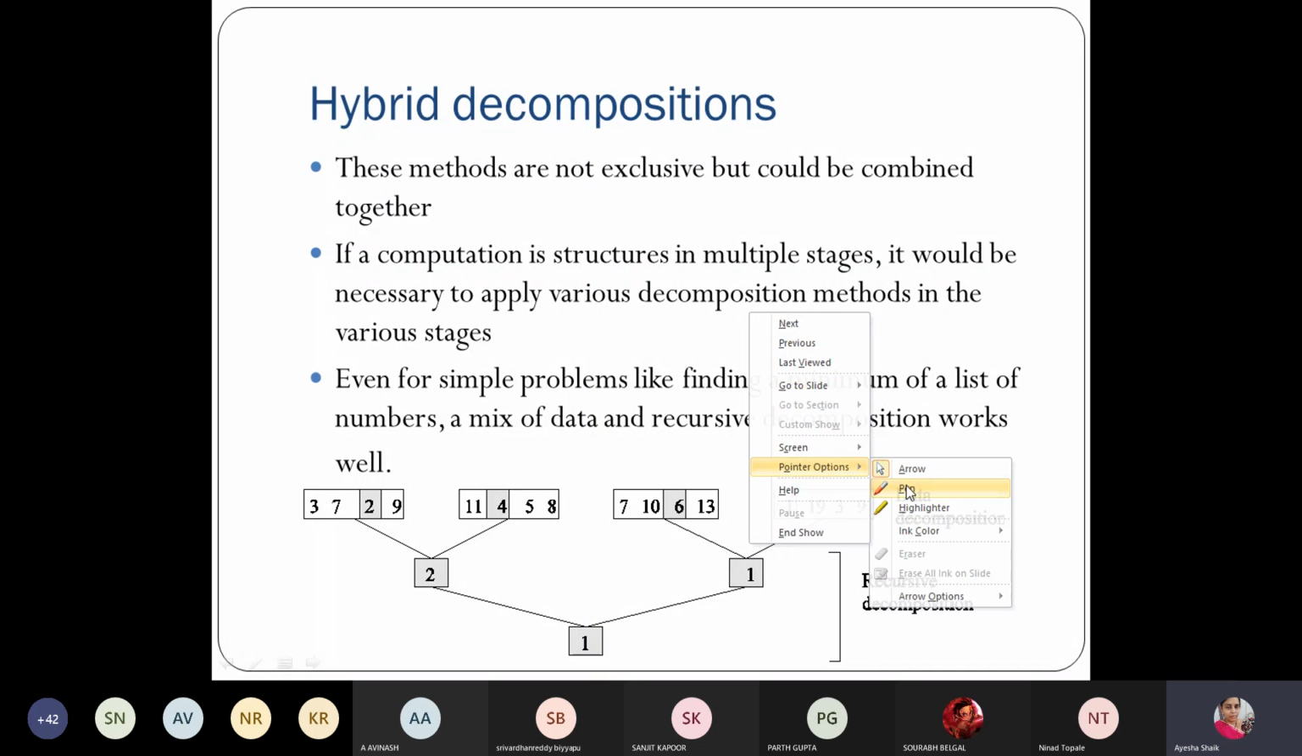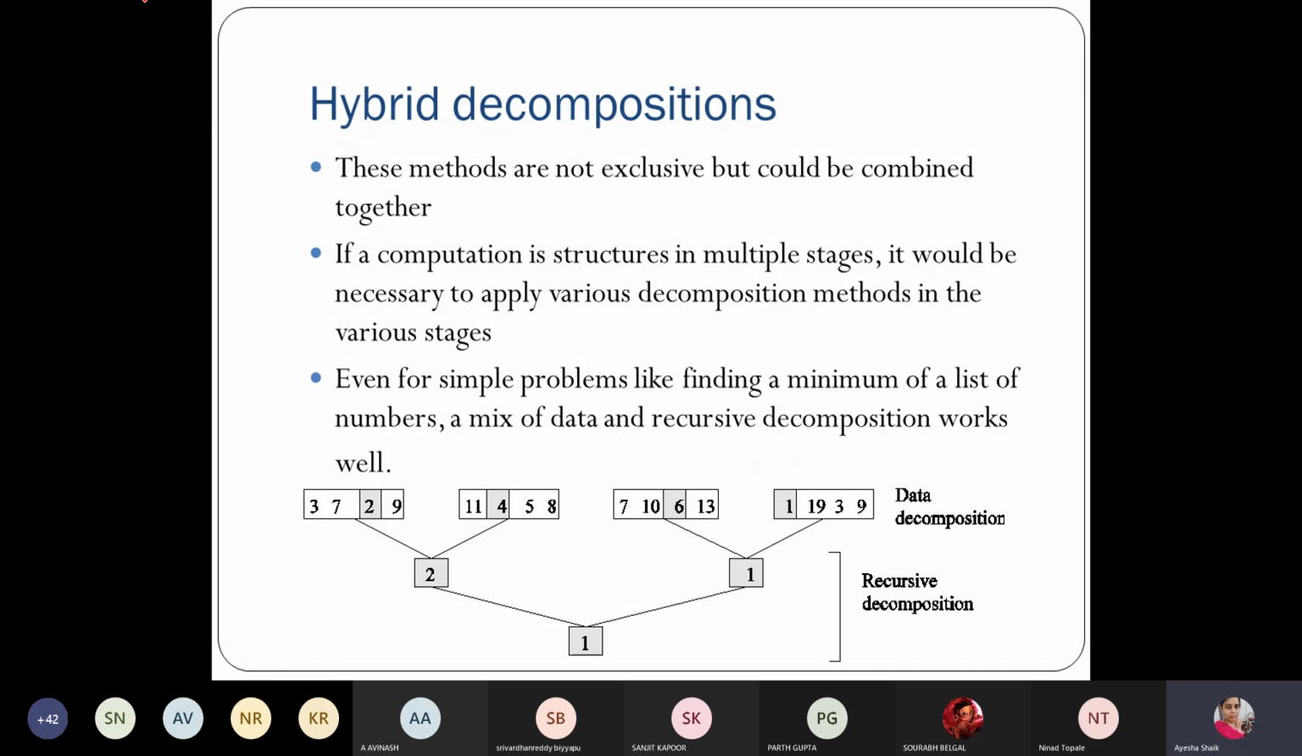So that's about speculative decomposition, which will be helpful for discrete event simulation. Then coming to the hybrid decomposition, it is a mixture of other decompositions. If there is a computation with structures in multiple stages, we can apply various decomposition methods in various steps. Even for simple problems like finding the minimum of a list of numbers, we can have a mix of data and recursive decomposition.